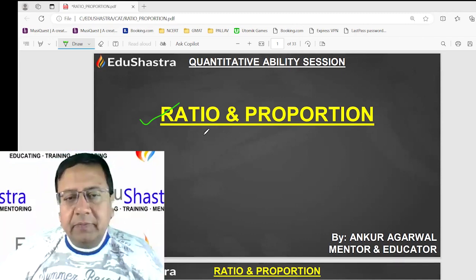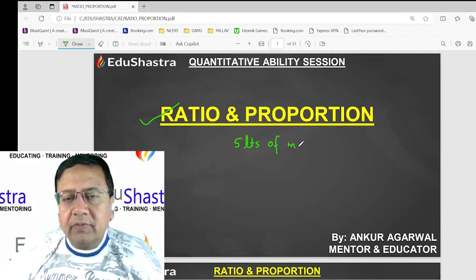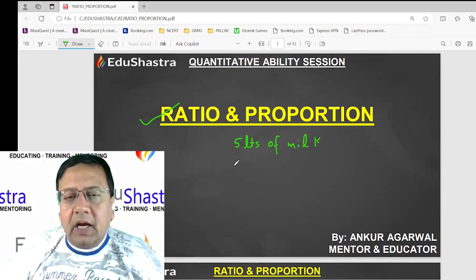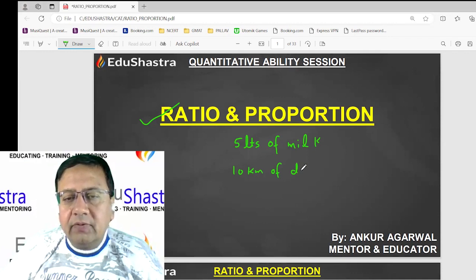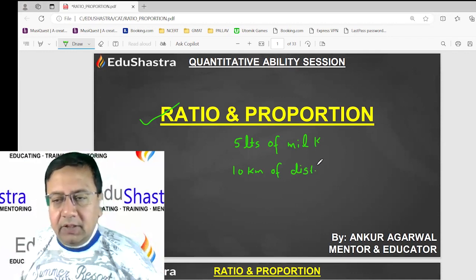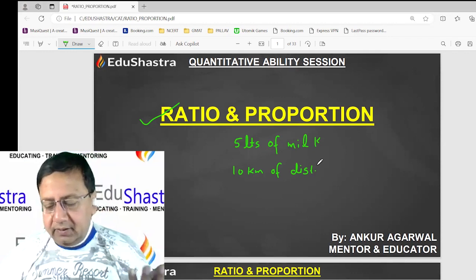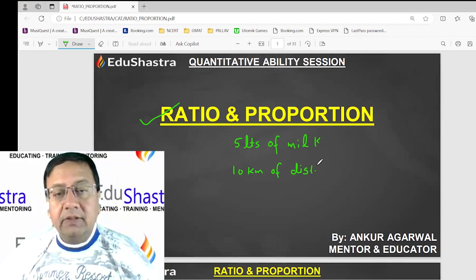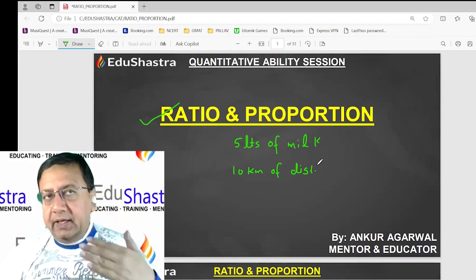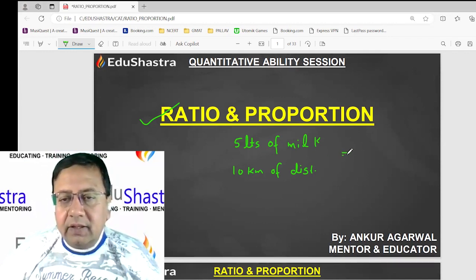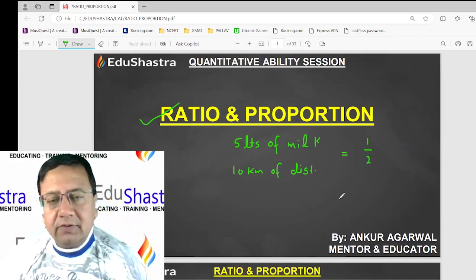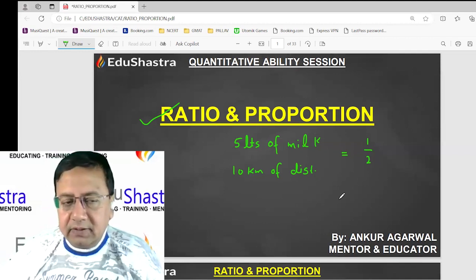So suppose I say 5 liters of milk, and 10 kilometers of distance. As you people are saying, and Nandini said, this is a comparison of numbers. So can I say here the ratio is 1/2? Is this 5 liters of milk and 10 kilometers of distance?